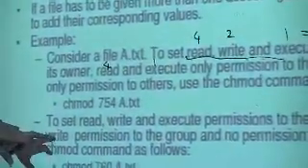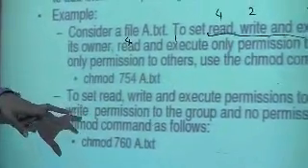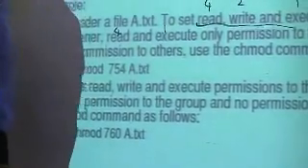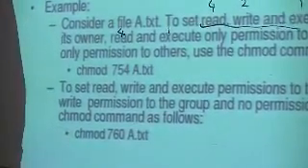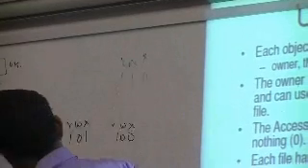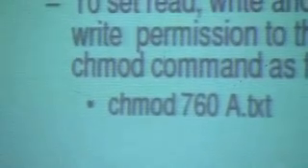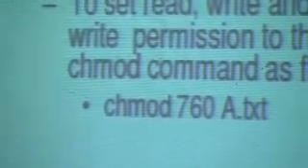Read and write for the group means 1, 1, 0: read, write, and no execute. So 1, 1, 0 is 6. And no permission for others means all zeros, so that's 0 for others. The way you will do that is chmod 760 a.text. Don't read it as seven hundred sixty; each integer has its own significance.